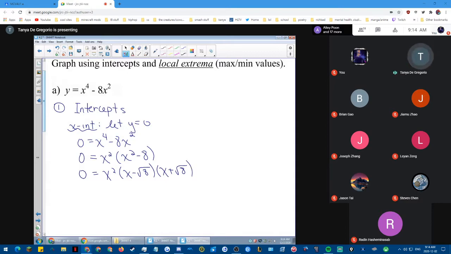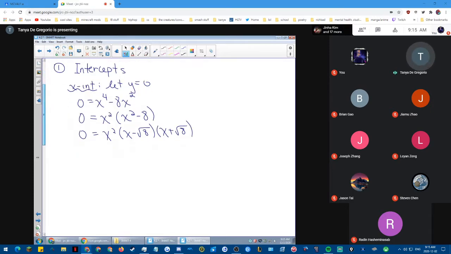Good. You guys are not used to doing this, but in university you will. So with a difference of squares, you can say that this is x minus the square root of 8 and x plus the square root of 8. And yes, absolutely right. You can simplify this because 8 is 4 times 2. So it's 2 root 2. Very good. So now this is showing me that x equals 0 and that x equals plus or minus root 8.